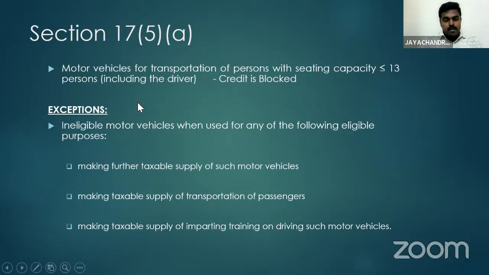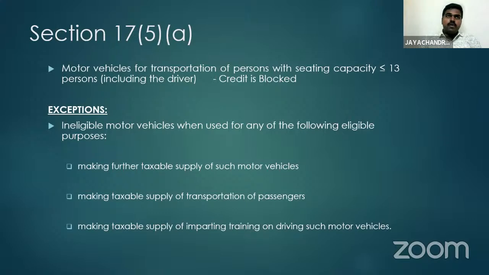Because the government is charging the GST on the selling of the car. What the government wants is, if you are purchasing and availing the ITC, that manufacturing company or software company will not get the GST amount from the end consumer, correct? Because the software company will export the software services, which is exempted under GST. If they take ITC, they will not get the GST amount from the end consumer. That is the intention behind this blocked credit. But exceptions are seating capacity less than 13.